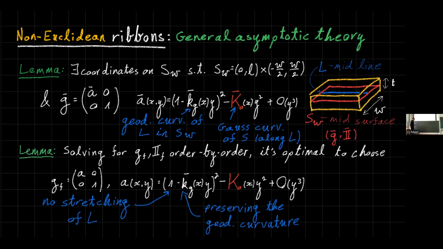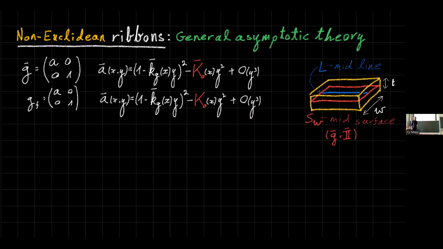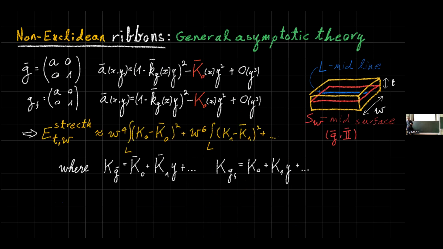And it can be shown that solving for the optimal configuration order by order, you get a first fundamental form that is of the same type as the reference one, and you don't stretch along the midline. You preserve the geodesic curvature. The first thing that can differ is the Gaussian curvature K0, which can differ from K0 naught, and similarly for higher order terms.